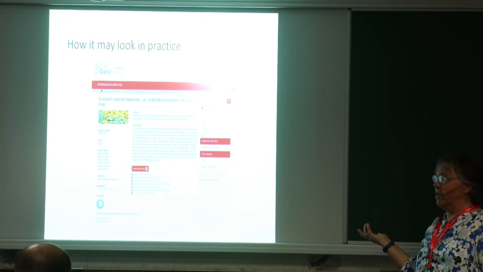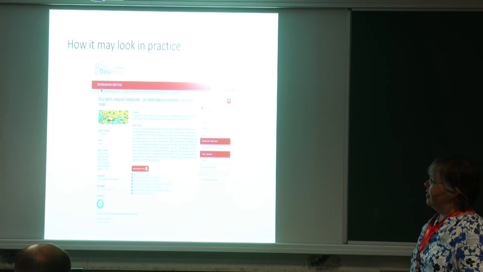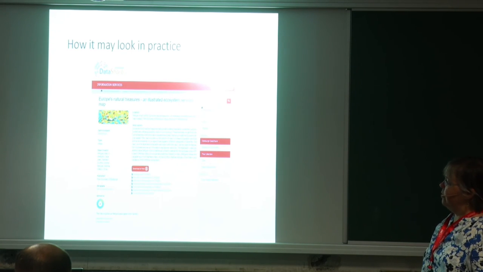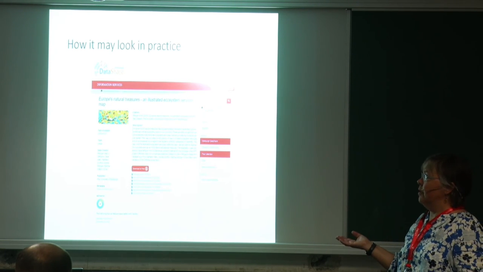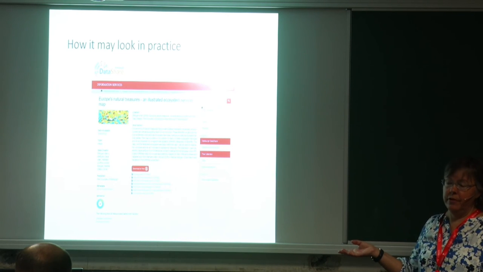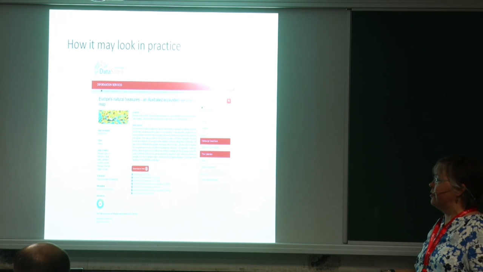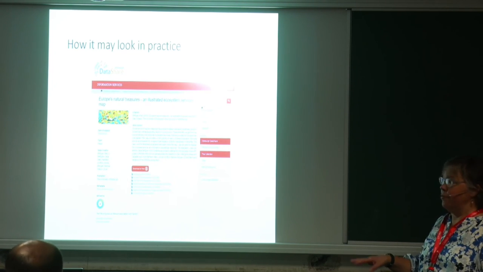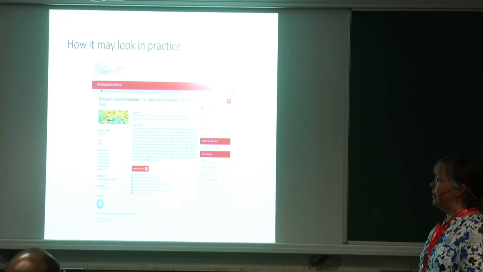And then here's an example from our repository. This is a landing page from our repository, which describes a data set called Europe's Natural Treasures and Illustrated Ecosystem Services Map. So this is one of our depositors who is really in it about the data. Like, I don't even know if there's a publication that goes with this, but he's really curated the data to be reusable. And it's from the geosciences.